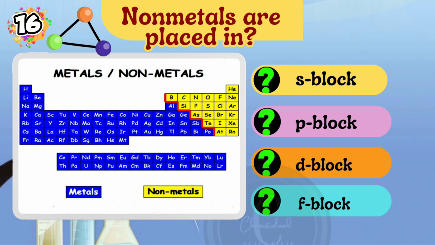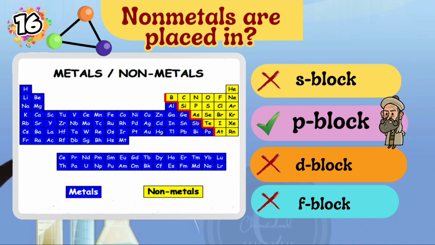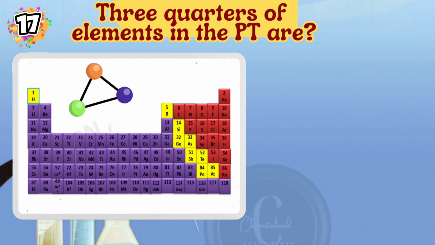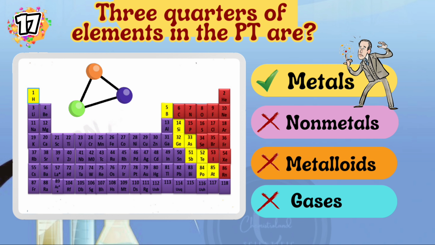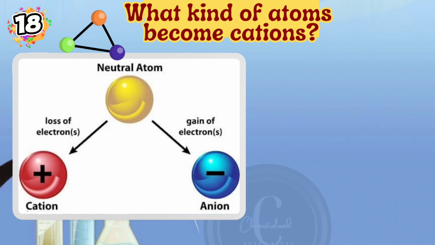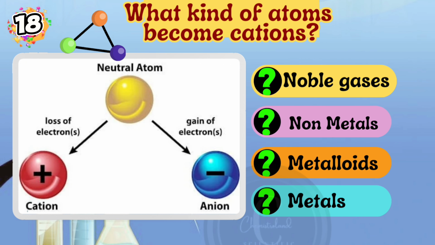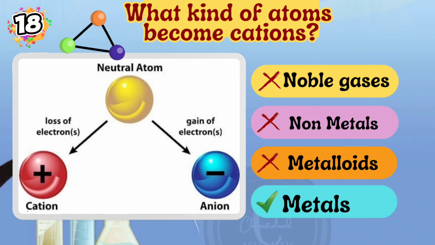In the periodic table, nonmetals are placed in P block. 3/4 of elements in the periodic table are metals. Metals are the 3/4 of the elements. What kind of atom becomes cation? Metals convert into cations after leaving electrons.